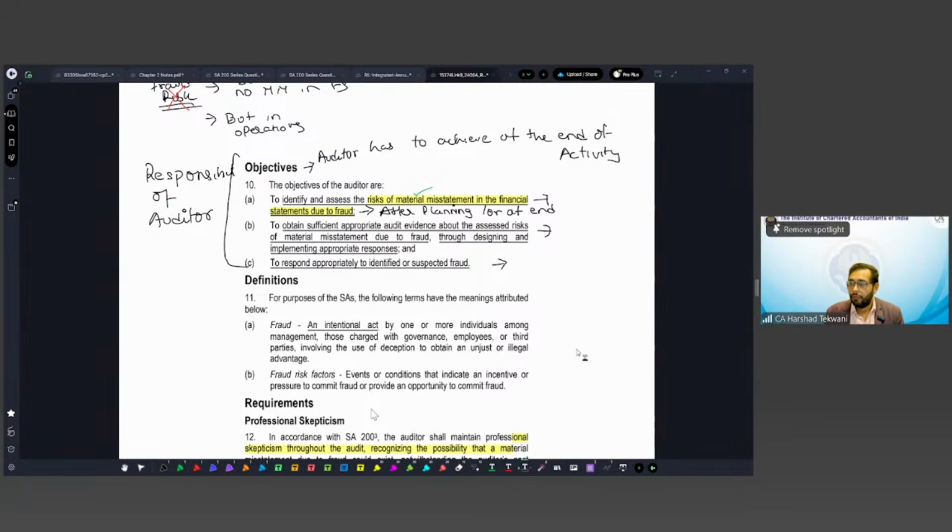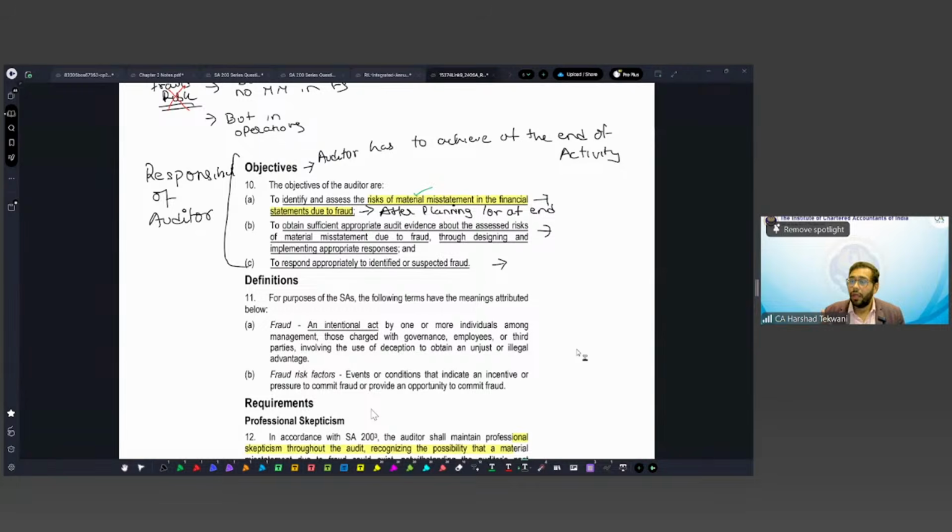Any other doubts? No? Okay. If no further doubts, this is your SA 240 that we have discussed. What I want you guys to do for the next lecture: prepare SA 250, 260, 265. We'll take up all three because 250, 260 and 265 are very small and straightforward. Number two, we will solve questions on 240.